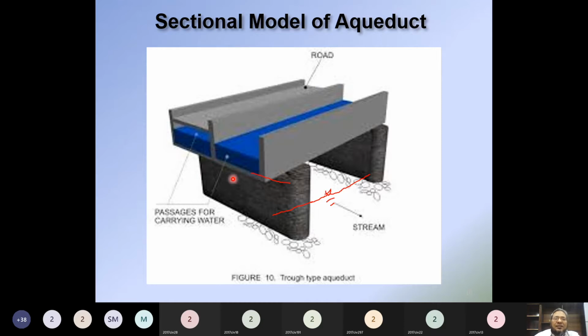ये troughs हैं ना, rectangular troughs हैं, इसके अंदर water is flowing, and here we may provide a slab which will act as a road, and the road is required for patrolling of the structure. And you know that there are roads along the canals. Even Lahore की जो canal है, उसमें भी there are roads on either side.